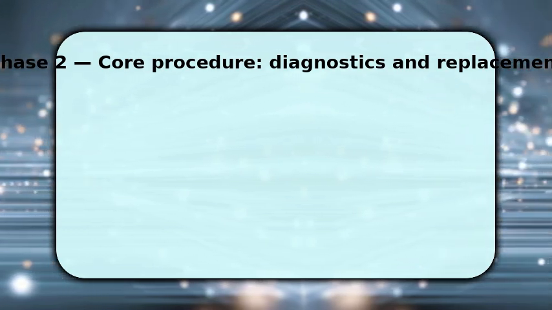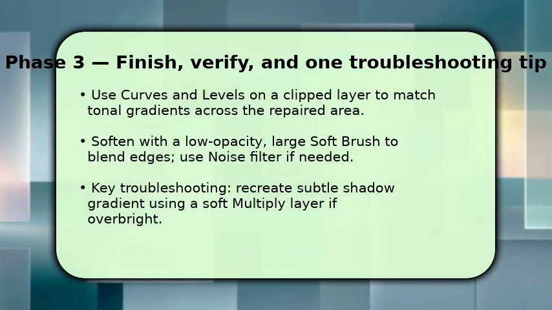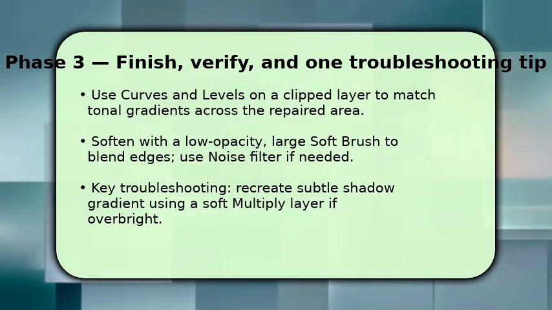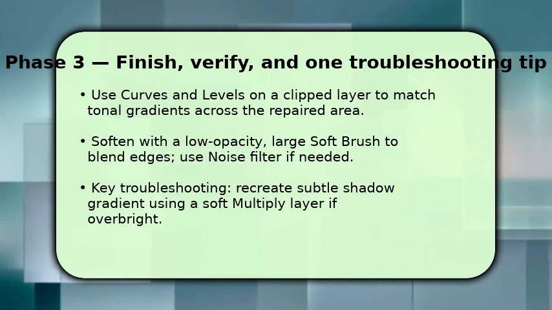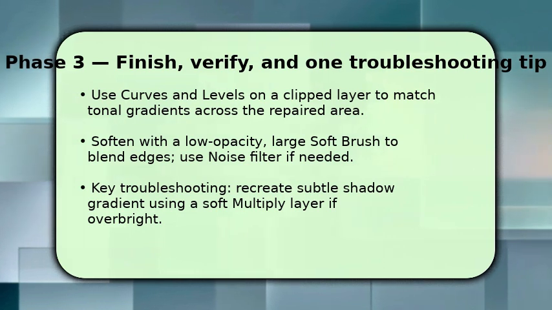Once the fill and cloning look plausible, clip a curves adjustment to the repaired layer and nudge midtones so they match adjacent areas. This restores depth. Then use a soft brush at 2–5% opacity on a mask to blend hard transitions. Feather the mask if necessary.